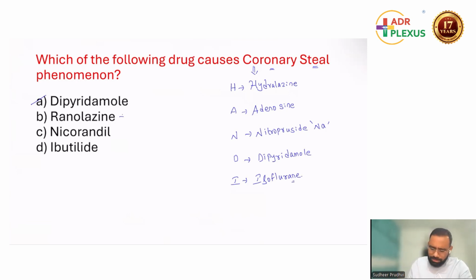You can see ranolazine. It is the one which blocks late inward sodium channels. And nicorandil, this is also something we have discussed in the regular workbook series. It is a nitric oxide donor as well as a potassium channel opener. And then ibutilide, it is a class 3 antiarrhythmic agent.